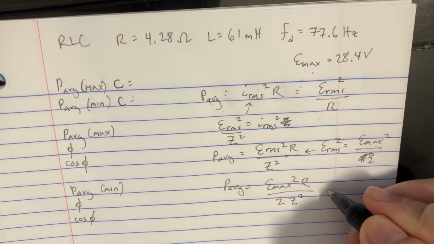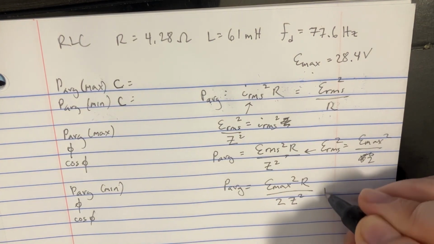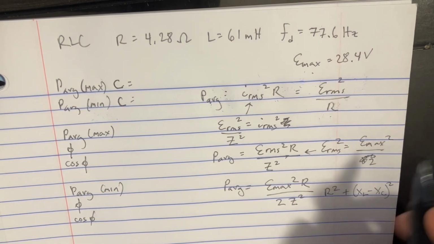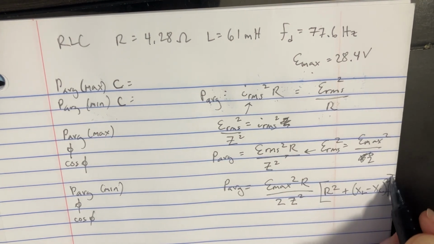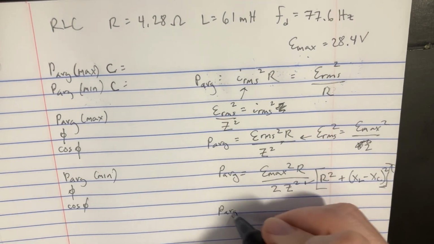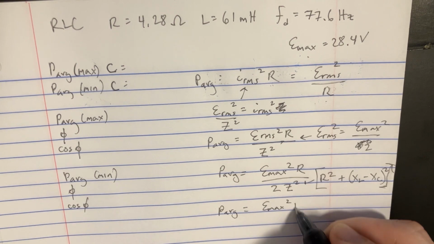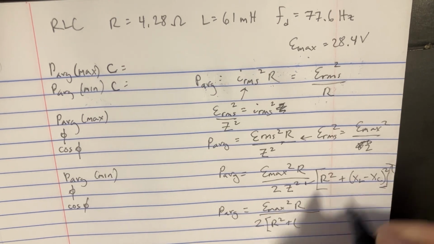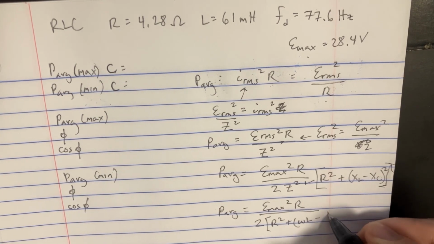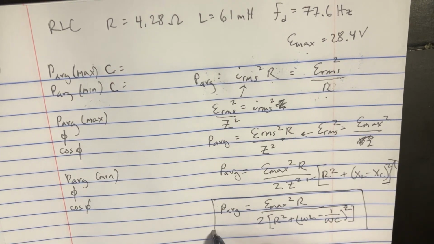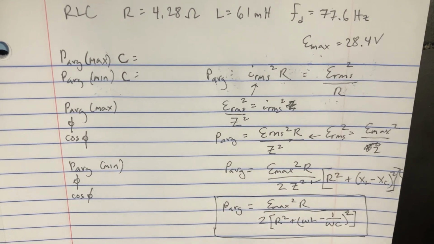Now Z squared is actually going to be equal to R squared plus XL minus XC squared. So this is literally what we can plug in there. So we'll go ahead and do that again. And we'll basically just say that the P average equals E max squared R divided by 2 times R squared plus, and I'll convert this to WL minus 1 over WC squared. Okay. So this is the equation that we want to start analyzing for the rest of these questions.